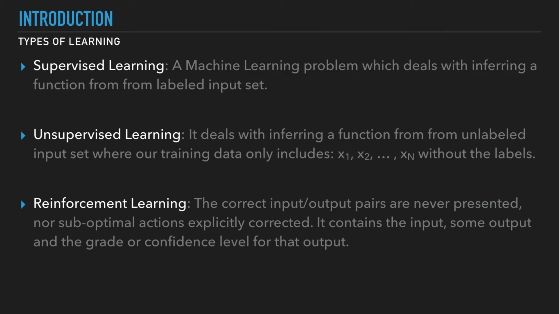There is another type of learning called unsupervised learning. In unsupervised learning, we are only given the historical input data. y1 to yn is not given to us, and it becomes a much more difficult problem since we have to infer from the unlabeled input set. The third type of learning is called reinforcement learning. In reinforcement learning, the correct input and output pairs are never presented, nor are suboptimal actions explicitly corrected. In other words, it contains the input, some output, and the grade or the confidence level for that output. In this video, since we are dealing with classification, we will mainly focus our talk on supervised learning.